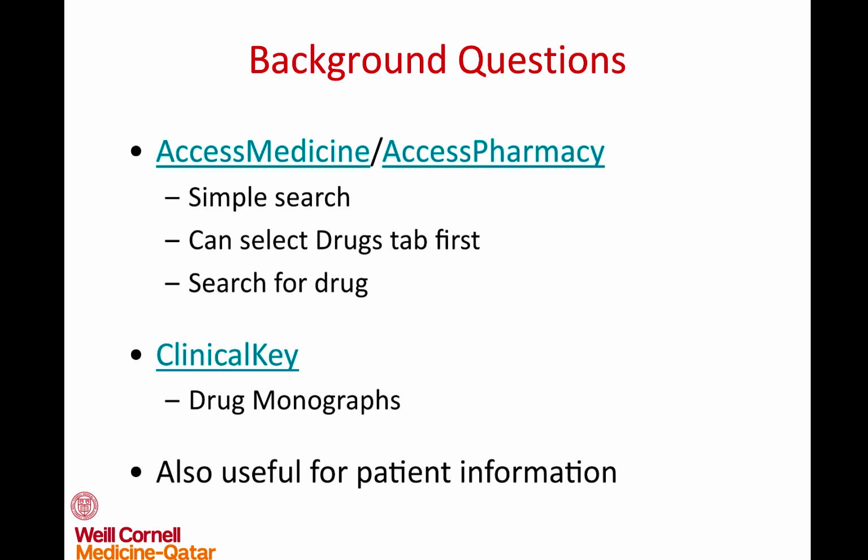Now, to answer those background questions that you might have, today we're going to show you three different databases. They're available through DLib. One is Access Medicine, which you may or may not have used. There is a variation of it called Access Pharmacy, which is essentially just a more focused subset of it. And then there's Clinical Key, which has a wider range of material in it, we'll see in a moment, but it also includes drug monographs, which are summaries of information. I'd also point out that these things, besides answering your background questions, can be useful for patient information, and we'll come back to that later.